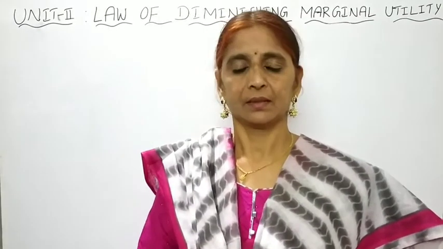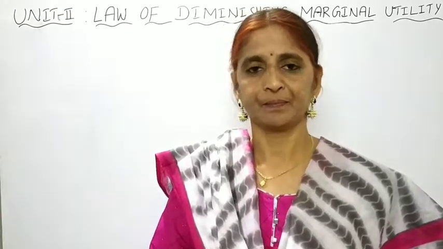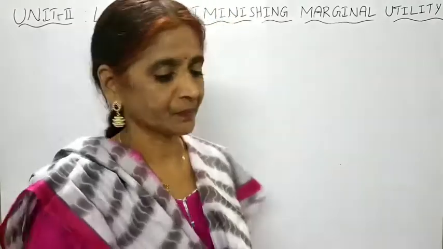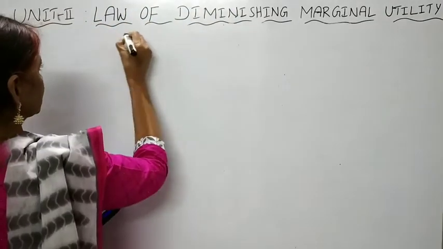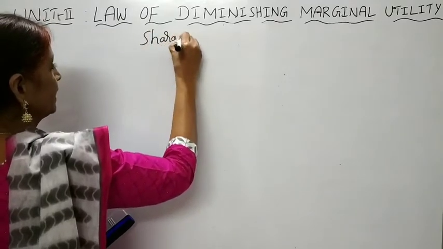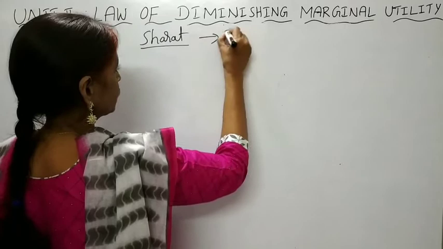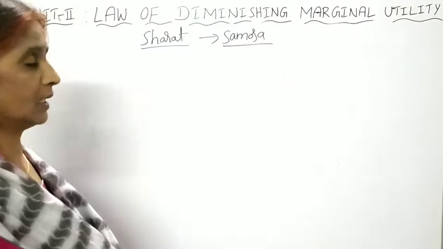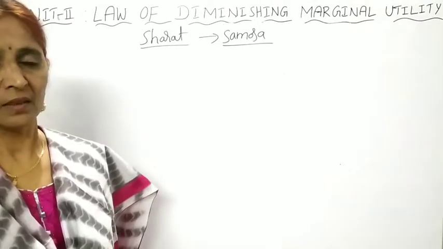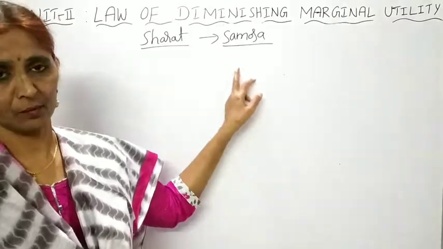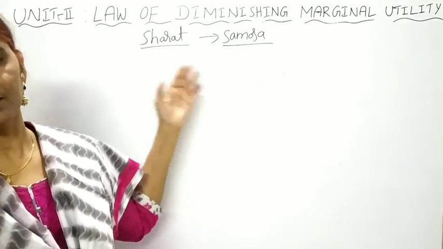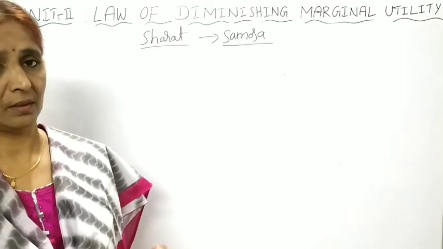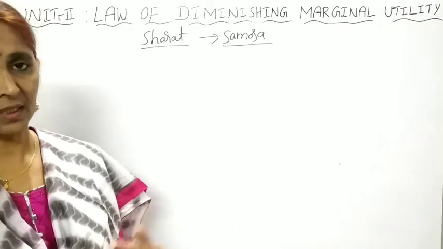Now I am explaining the DMU with the help of an example. Here in our example, Sharat is the consumer, and he is consuming samosas. Okay children, so who is the consumer in the example? Sharat is the consumer, and he is consuming samosa. Let me explain the law with the help of the example. Now Sharat is going on consuming the samosa without any time gap. So what about the total utility and marginal utility derived by Sharat from the samosas?